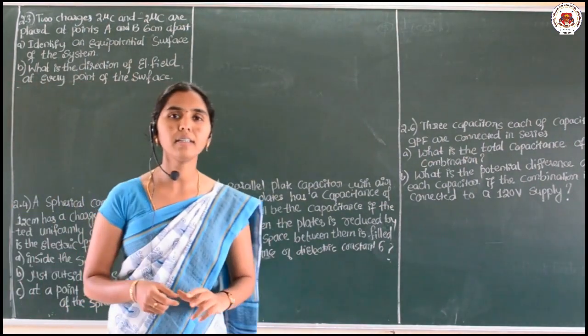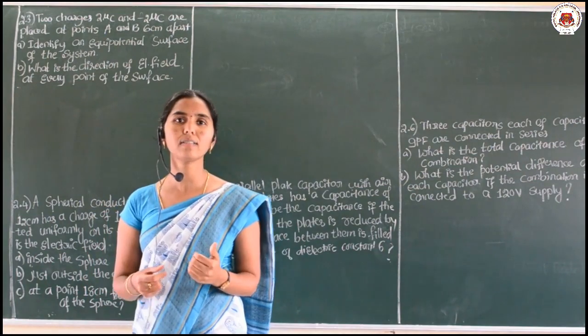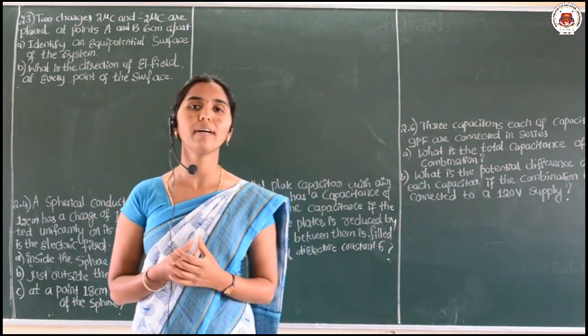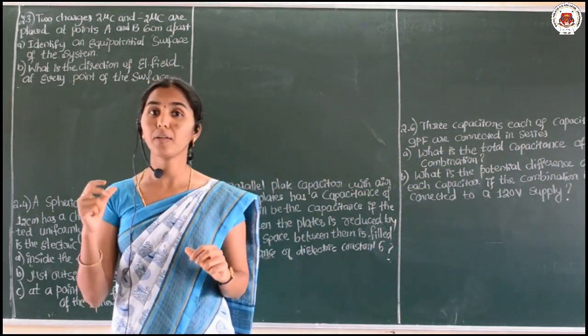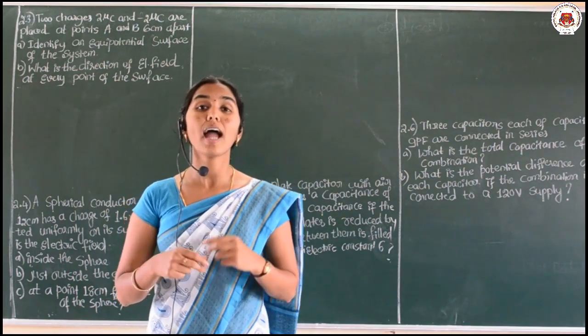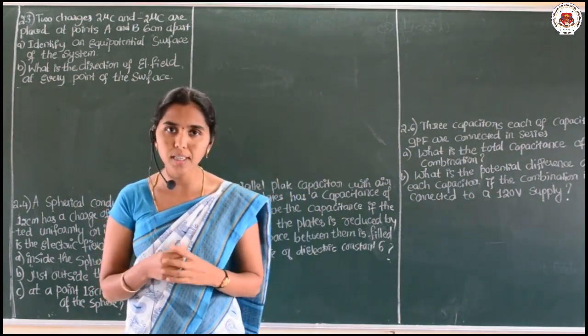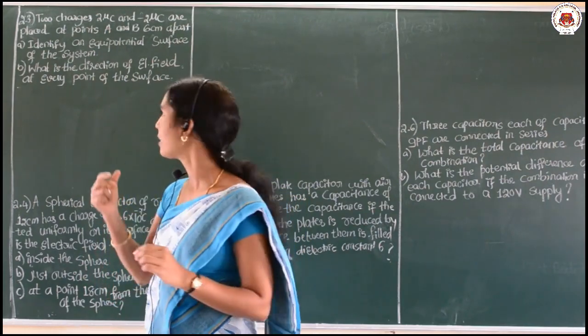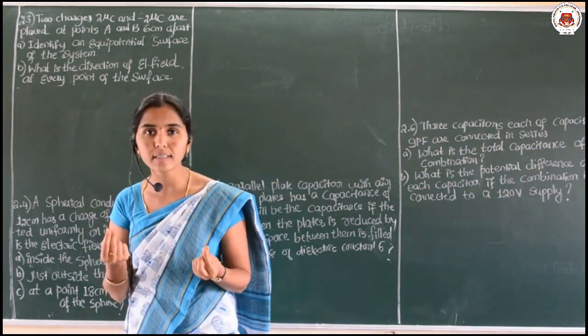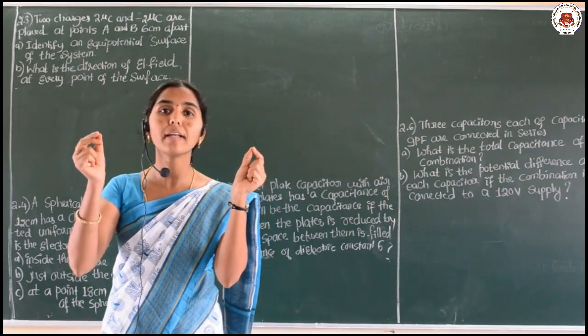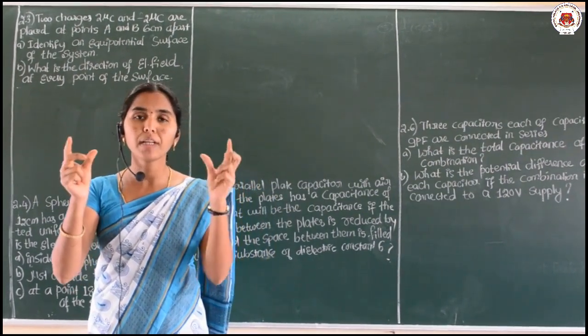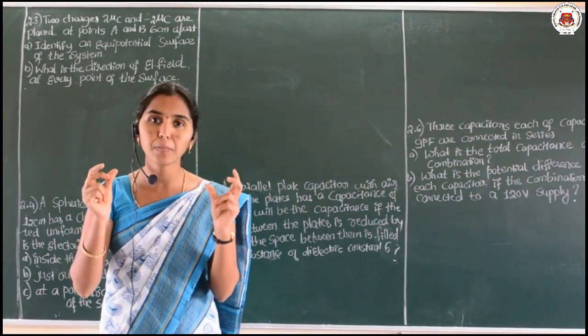See dear children, already in the theory class we had a discussion over what is the meaning of the equipotential surface and what are the properties of the equipotential surface, right? And here they have given two charges, one is positive and another one is negative. That means it forms a dipole.